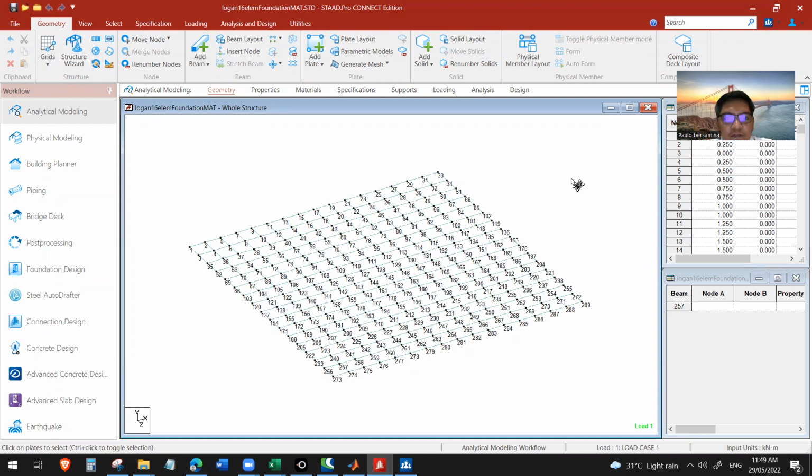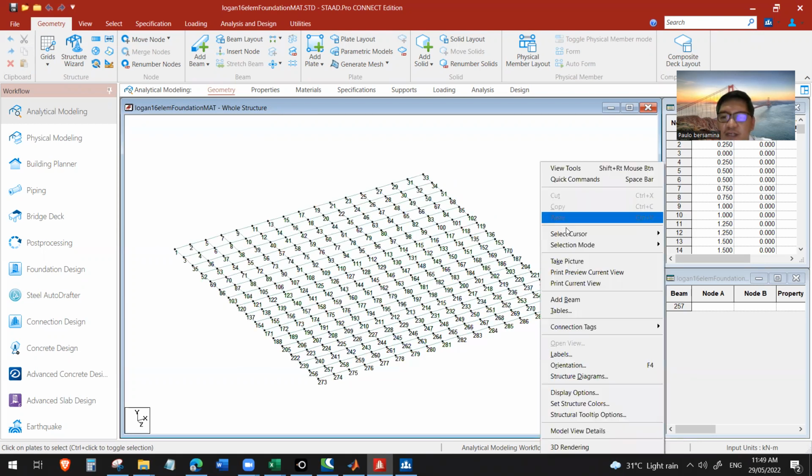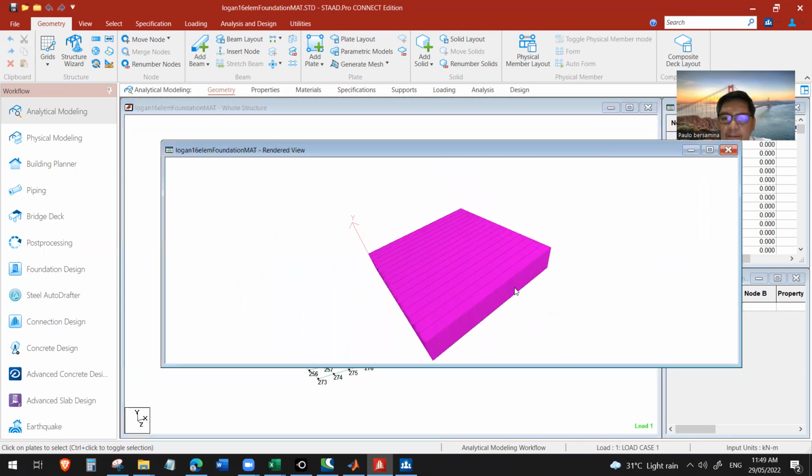So last week I sent the recorded lecture for isolated footing using a 4 meter by 4 meter meshing size. So ito din yan. It's the same model.